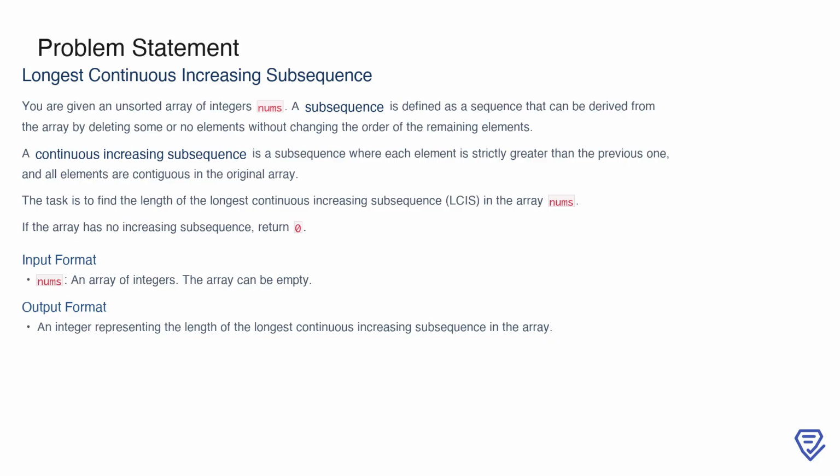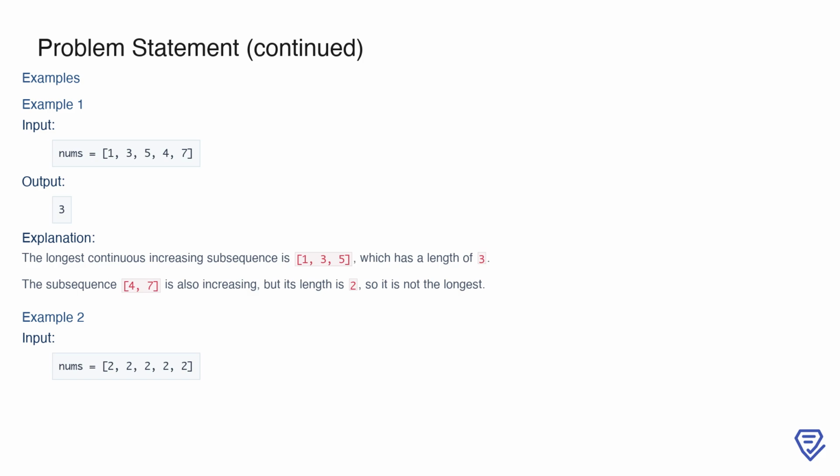The input will be an array of integers, which may even be empty, and the output will be a single integer that represents the length of the longest continuous increasing subsequence. Let's look at some examples to better understand the problem.